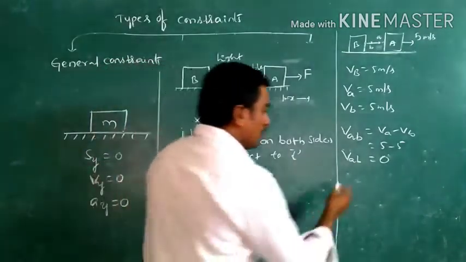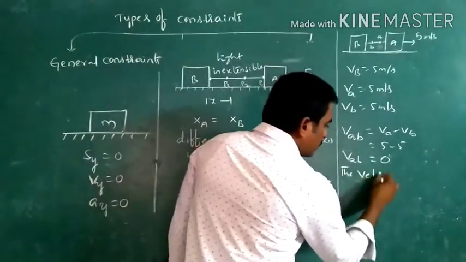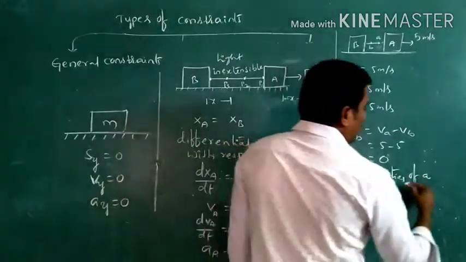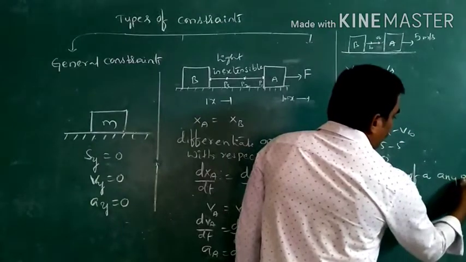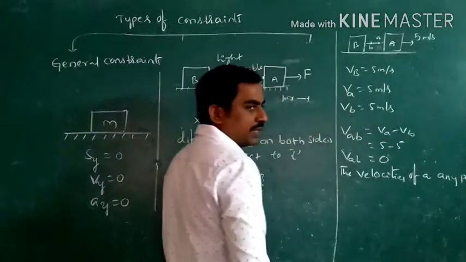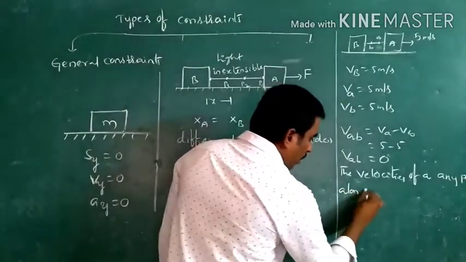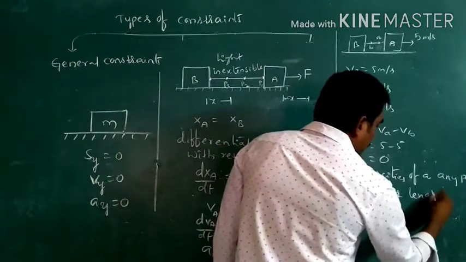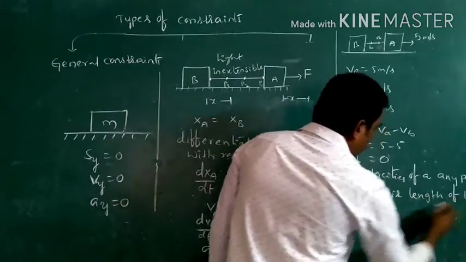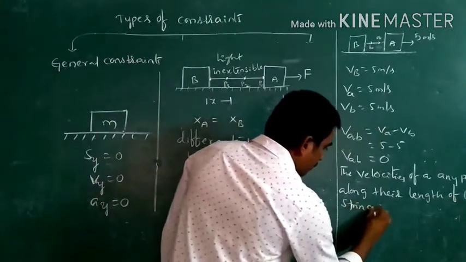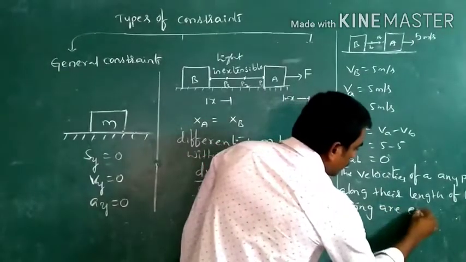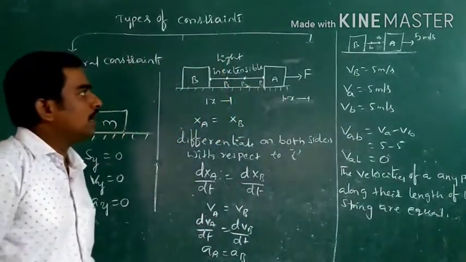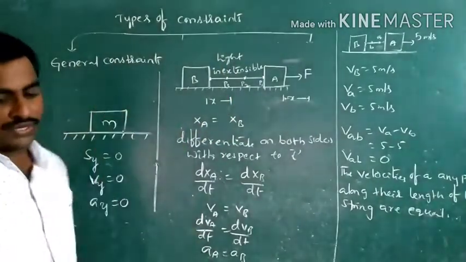What is that word? The velocities of any point along their length of the string are equal. So these are the important points regarding strings.